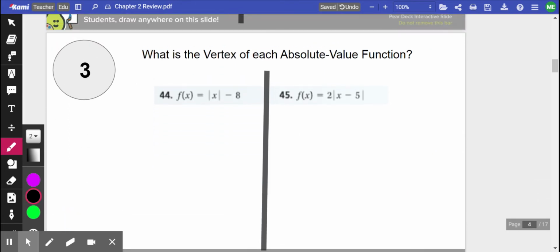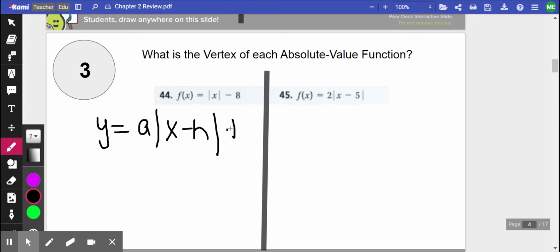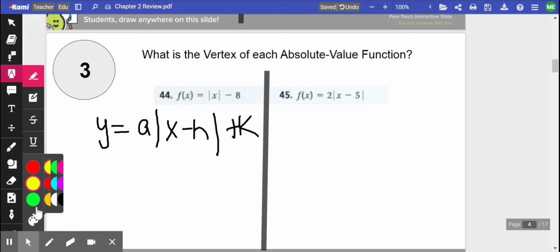Now we're going to look at the opposite. What is going to happen when we're given the equation or the function of this absolute value? And they're asking us what is the vertex of each. So what we need to do is remember that absolute value, y equals a times the quantity of x minus h plus k. So I need to figure out what h is and what k is.